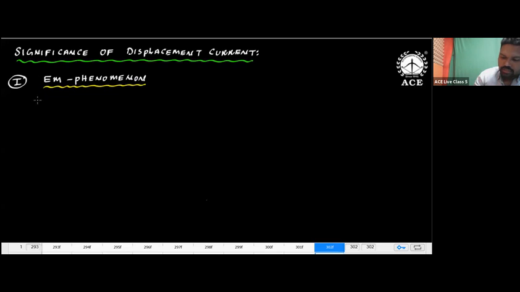What is that EM? Before that, what is this J? J is equal to sigma into E. What is this D? D is equal to epsilon into E. What is this B? B is equal to mu into H.